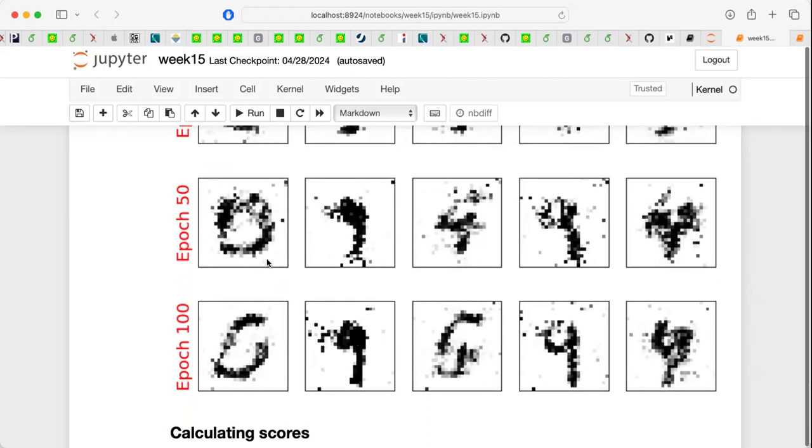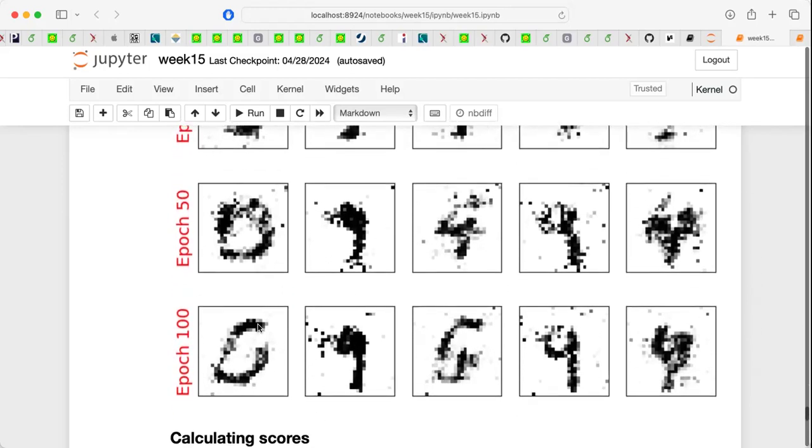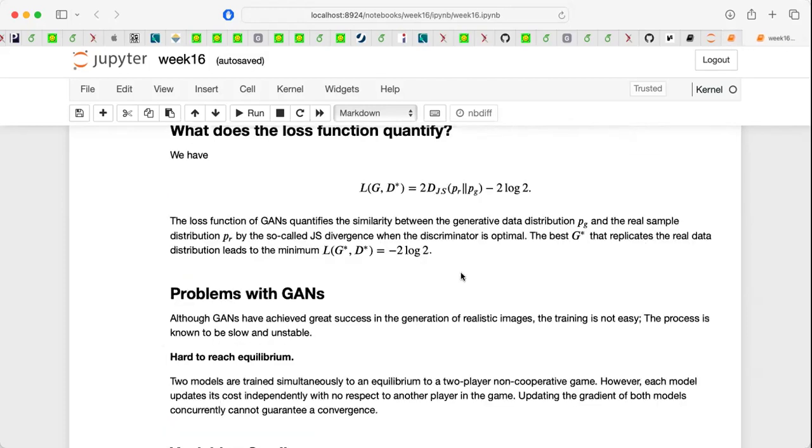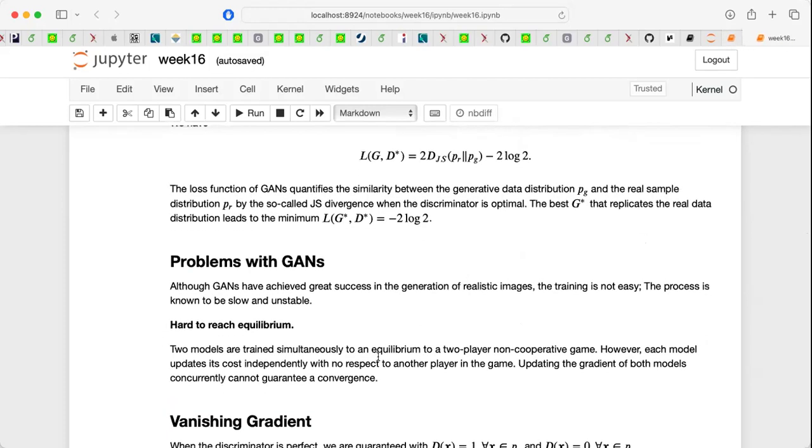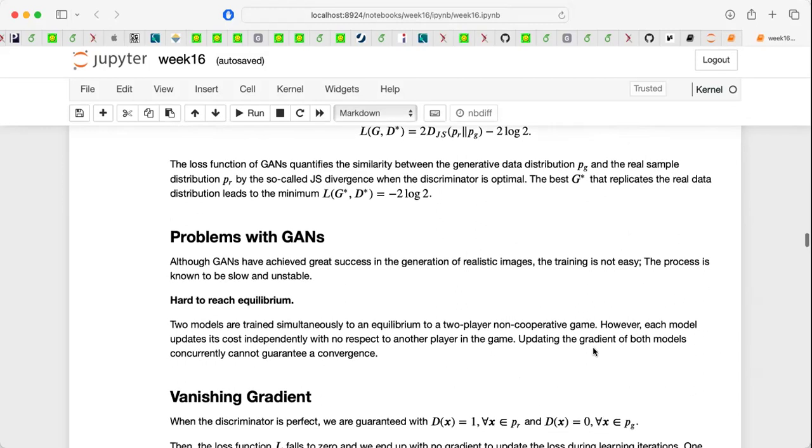Now, you can see that the numbers which are generated start resembling numbers which we can identify with those in the original data set. But still, this is not optimal. So GANs can be very slow to train. It can be very difficult to reach equilibrium, because often each model is updating its cost independently with no respect to another player in the game. And updating the gradients of both models concurrently doesn't exactly guarantee proper convergence.